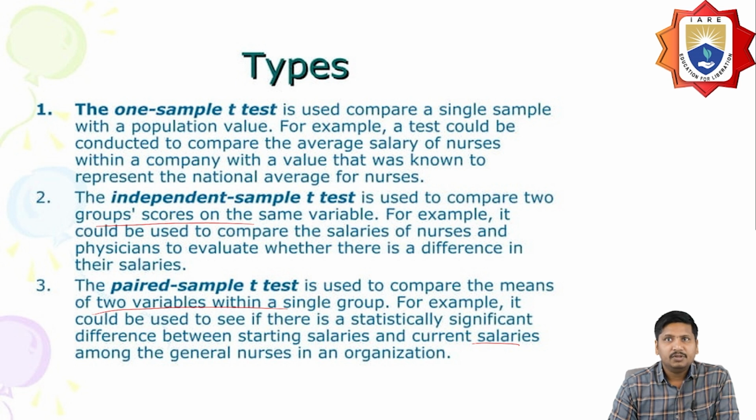For example, a test could be conducted to compare the average salary of a nurse within a company, and that should be treated as a one sample test. An independent sample test compares two independent group scores on the same variable. Suppose you want to compare the salaries of nurses and physicians to evaluate whether there is a difference in the salary or not. And a paired sample test compares the means of two variables.